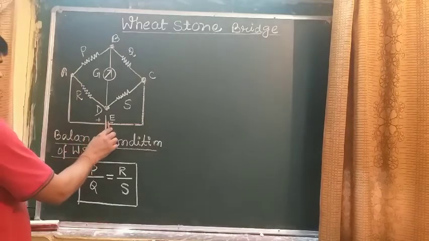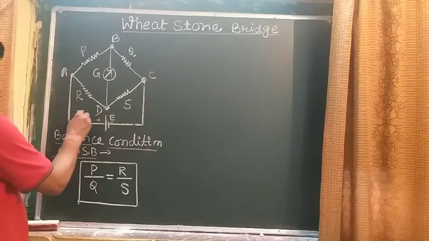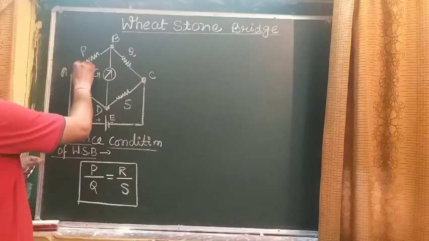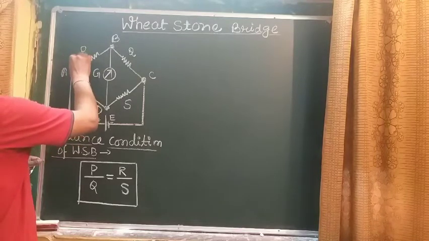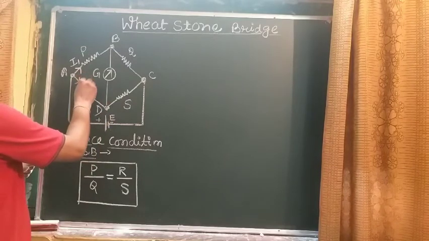And student, the distribution of the current in the Wheatstone bridge I am showing here. Suppose the battery sends a current I. This current I reaches here and is distributed: in arm AB the current is I1, and in arm AD it is I2.